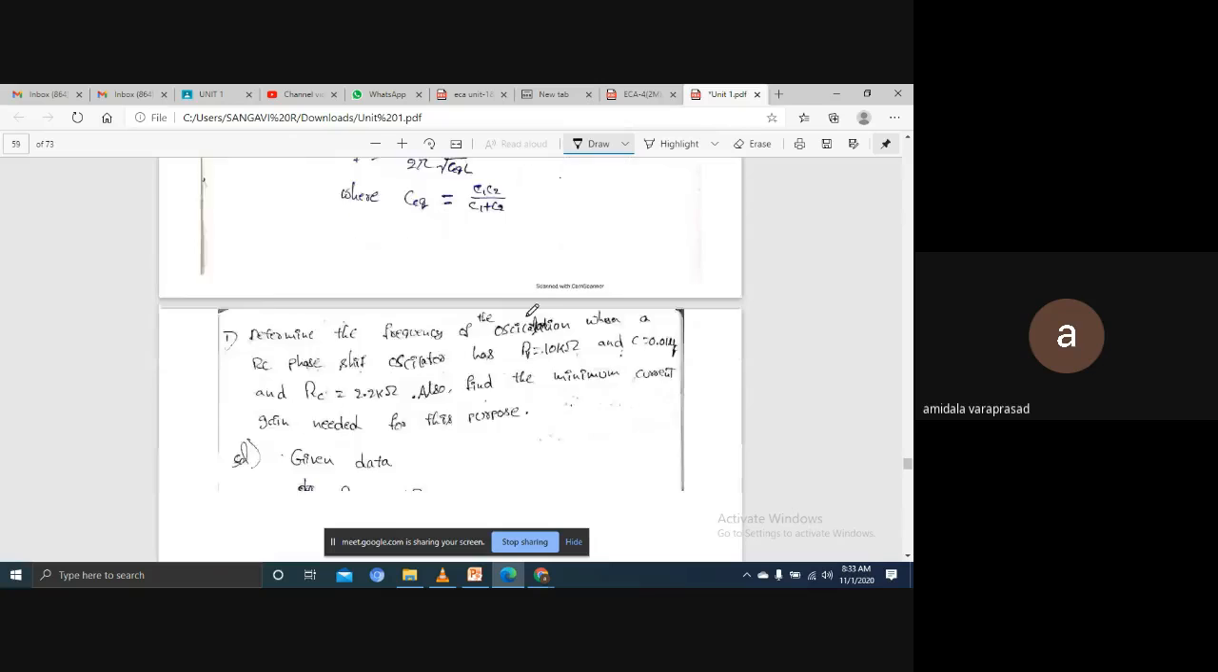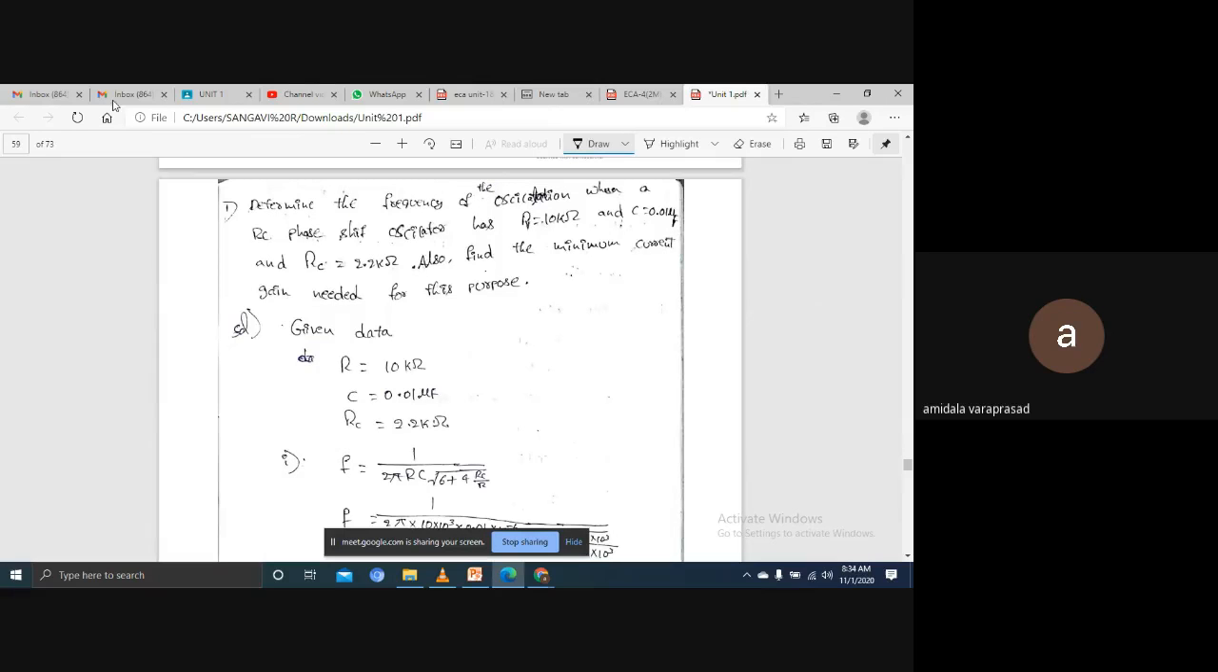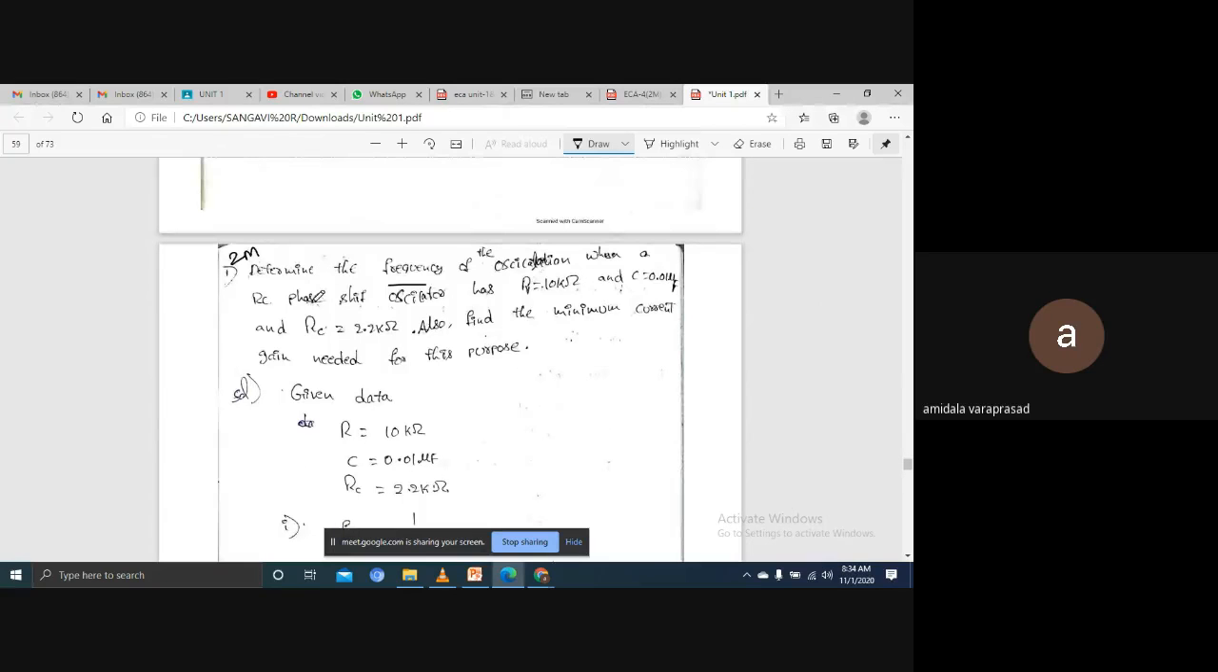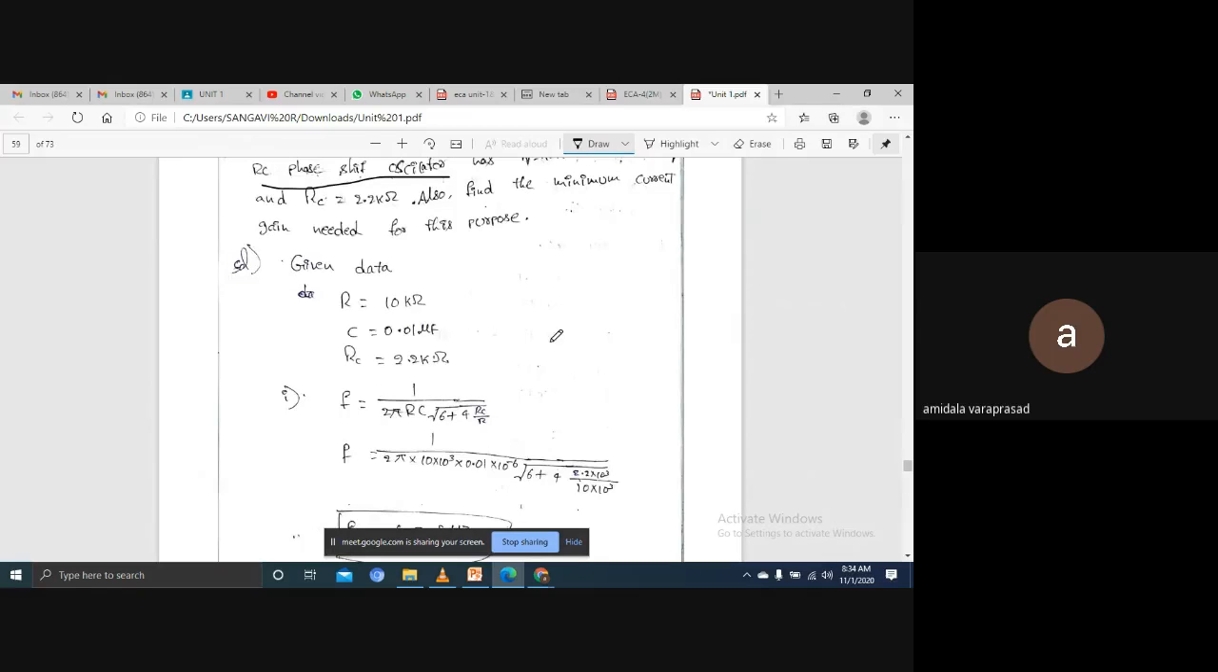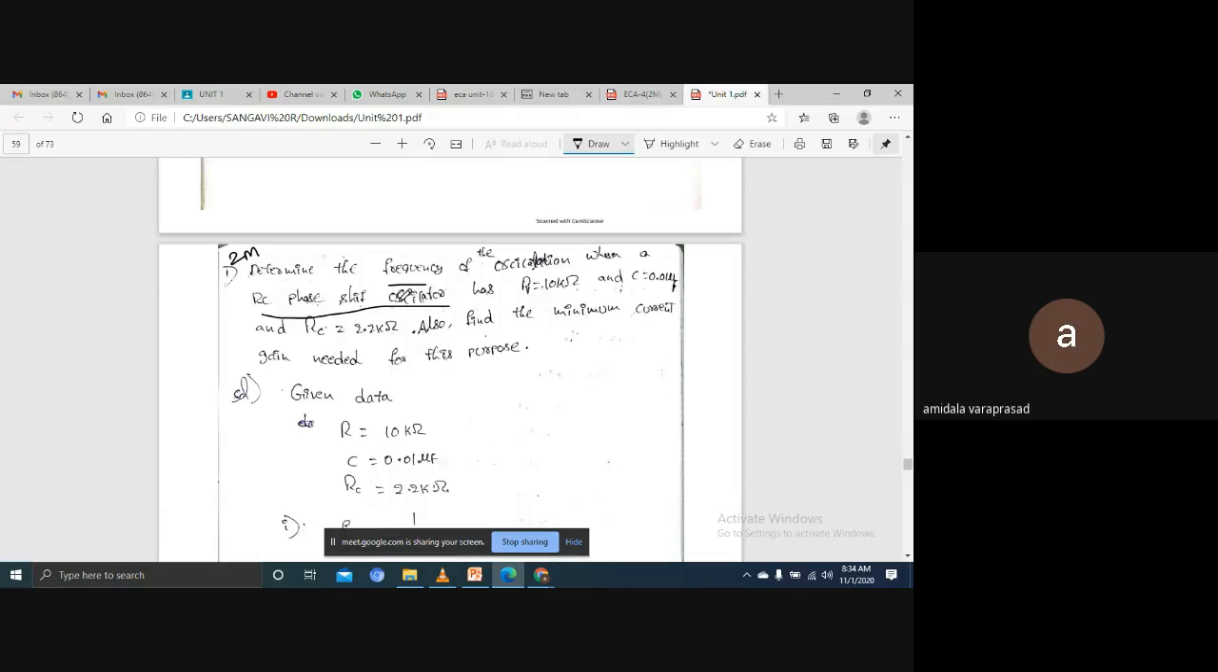Then they ask a question like this for 2 marks. Please keep in mind, 2 marks questions are very important. They will give R and C, and they can ask for the minimum current gain and also the frequency. Two things they ask. When R and C are given, it is the RC phase shift oscillator. If they don't mention whether it is a BJT or FET, then you can take it as a BJT.